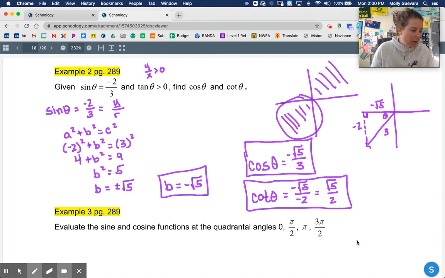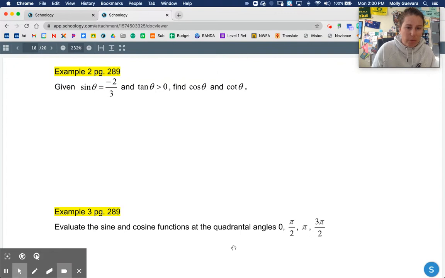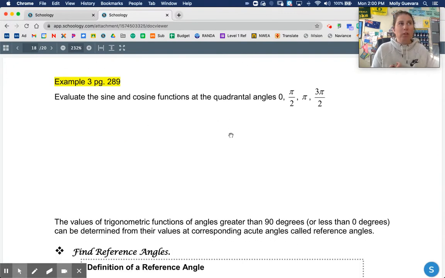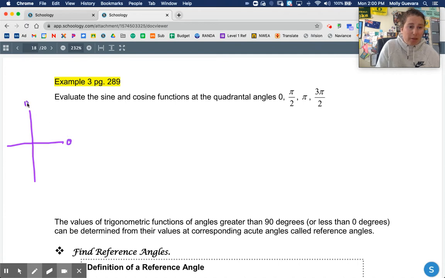The last question that we're going to do on this page is example 3, which is when we're looking at quadrantal angles, which are just angles that occur on the axes. So there is no positive or negative quadrant. Here's 0, here's pi over 2, pi, and 3 pi over 2. How do I find the sine and cosine of those? All this means is that the terminal side is on an axis, not just the x-axis, but any axis.